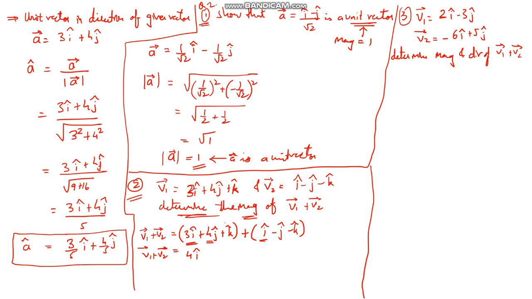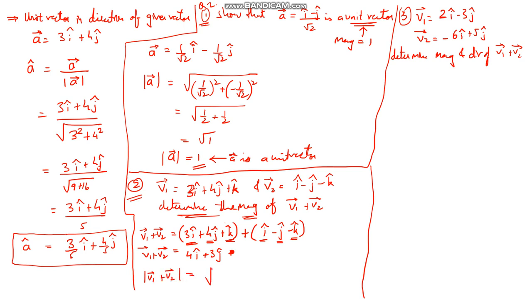Next we got 4j and minus j. So 4 minus 1 will be 3j. And lastly plus k and minus k, so plus 1 minus 1 cancels. So what we are left with is 4i plus 3j. That is our vector addition done. Now we have to find its magnitude. So how do we find the magnitude?